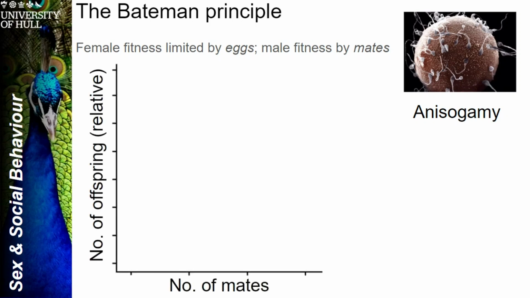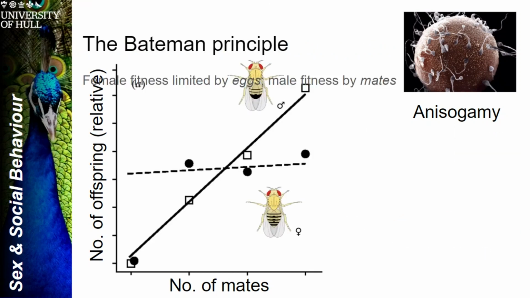And this is illustrated by Bateman's experiments in fruit flies. That principle has its roots in anisogamy, the difference in investment in sperm versus eggs: large numbers of small sperm versus small numbers of large eggs. So try and navigate yourself around this text here.